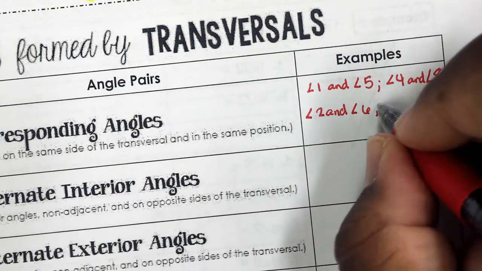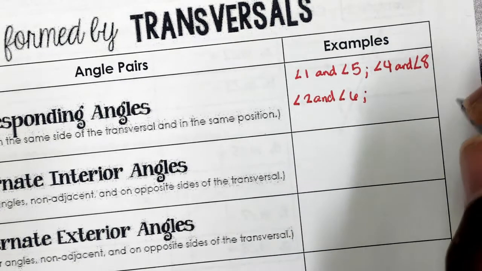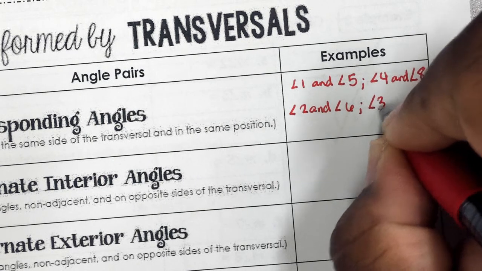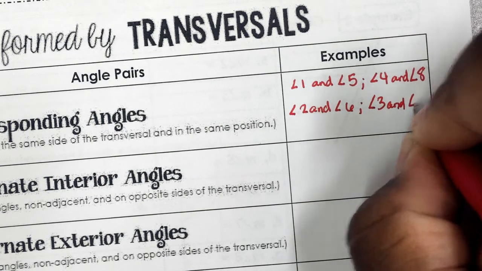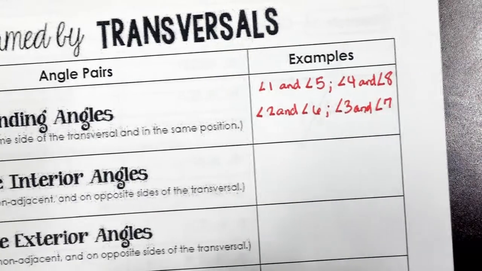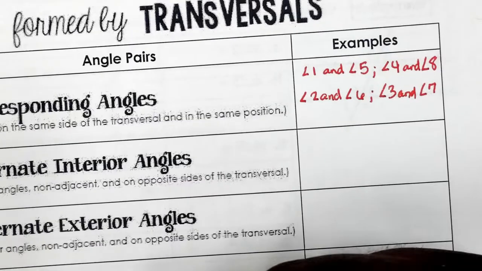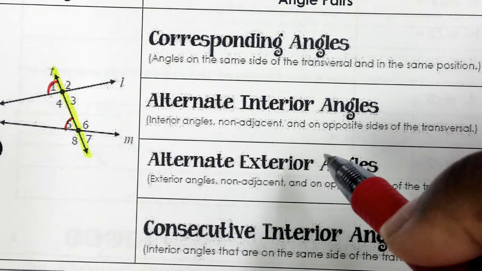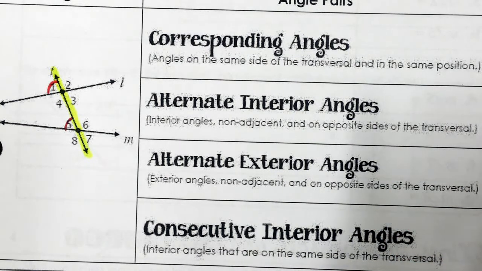And then Jeremiah, what's the last pair? Angle 3 and angle 7. Those will all be considered corresponding angles just because of the position they're in. Same side of the transversal and the same position. Corresponding.